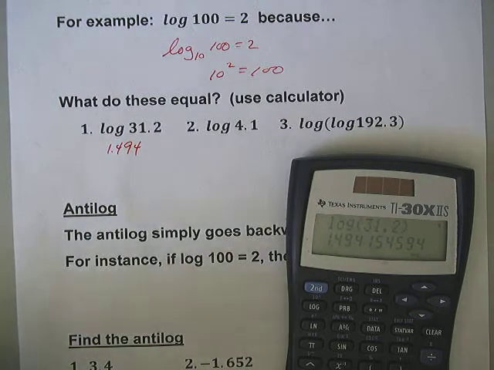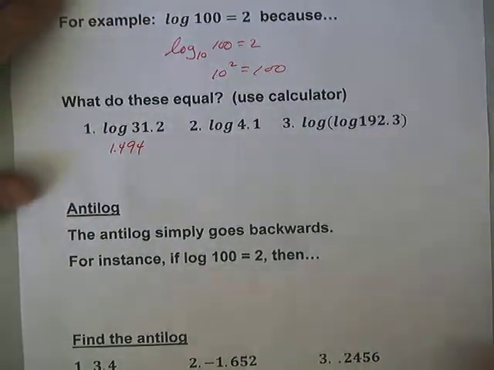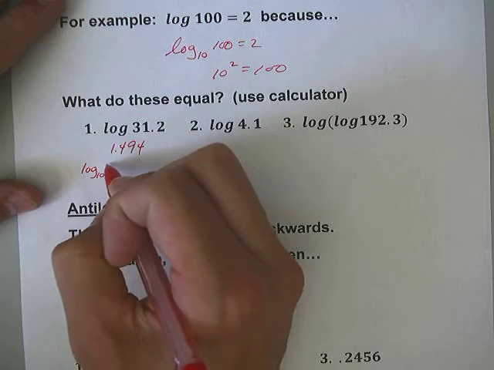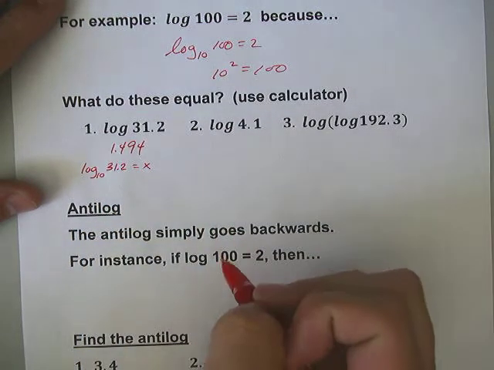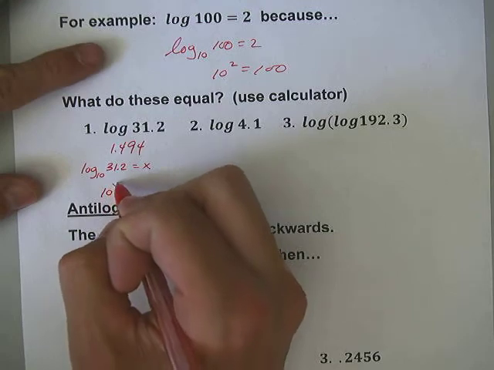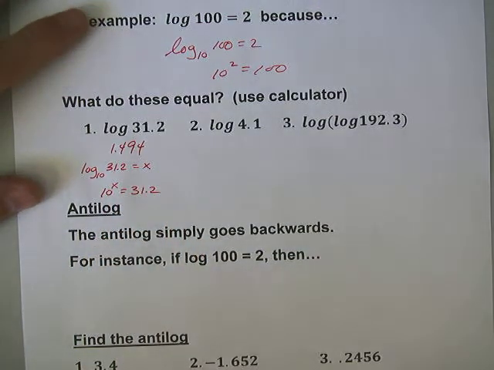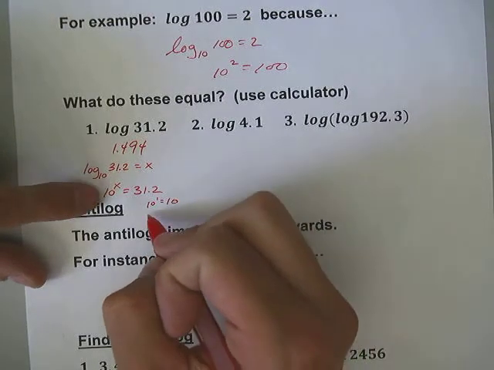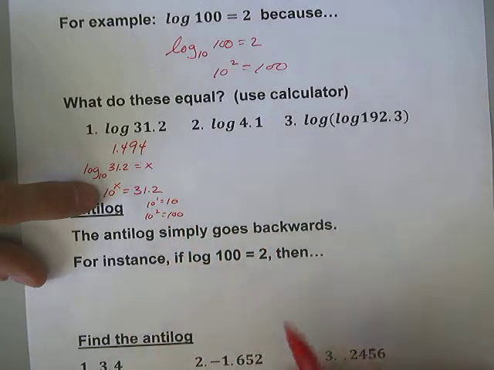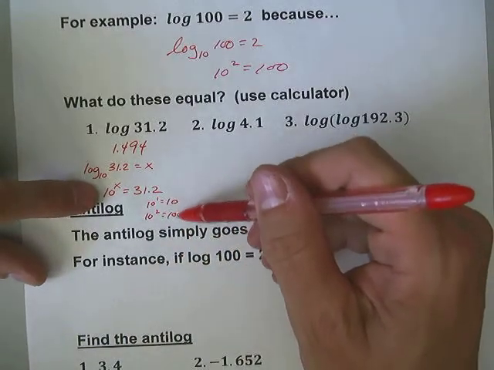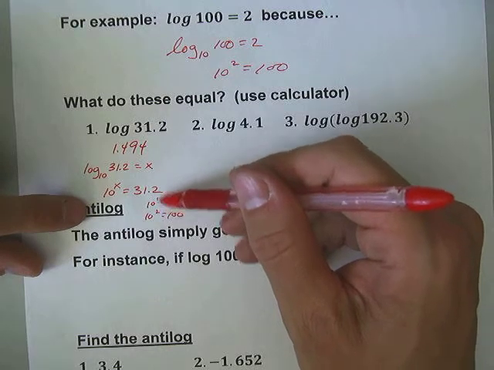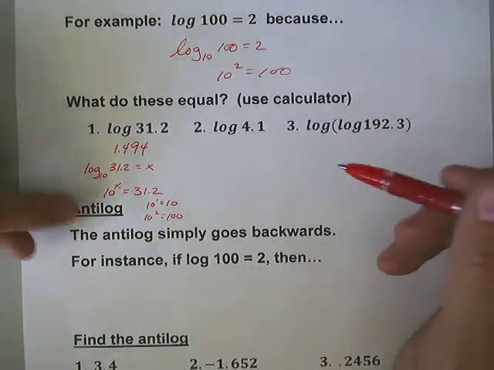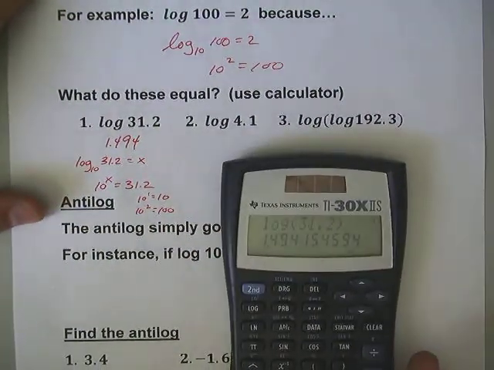Now, it's kind of important that this makes some sense to you. Let's go back to what we were just talking about. What does this mean? Well, it means log base 10 of 31.2 equals what? If I write that exponentially, that's 10 to the x equals 31.2. Well, you know 10 to the first is 10, and 10 to the second is 100. So somewhere in between is 31.2. Therefore, my answer is going to be somewhere between 1 and 2. Well, the answer is 1.494. Okay, so the answer does make sense.